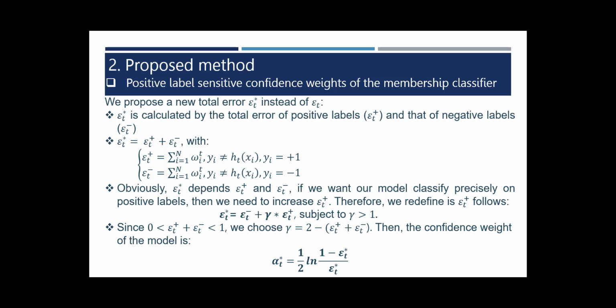For the classification problem on the imbalanced dataset, the algorithm should give priority to assigning a high error weight when it misclassifies many positive label samples, +1. Keeping in mind that point, we propose a new total error, epsilon t star, instead of epsilon t.